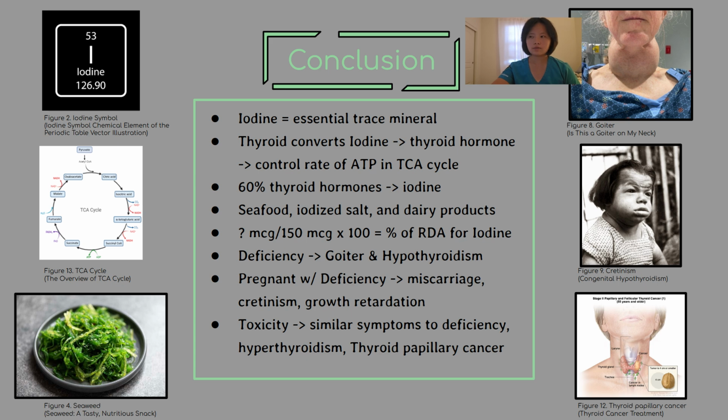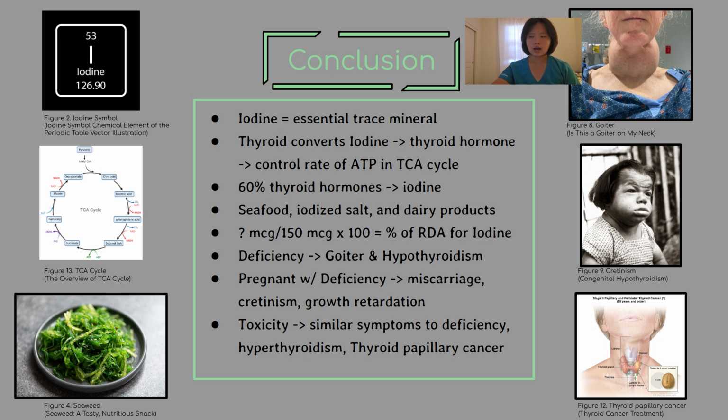Some good food sources of iodine include seafood, iodized salt, and dairy products. If you wanted to find the percentage of RDA for iodine, you would take the microgram amount of iodine you've consumed, and you would divide it by the daily amount of micrograms you need for the RDA. That would be 150. Taking this result, you would multiply by 100 to get the percent.